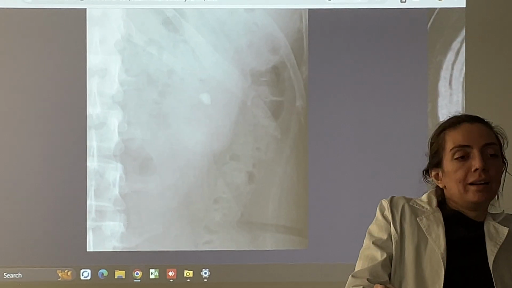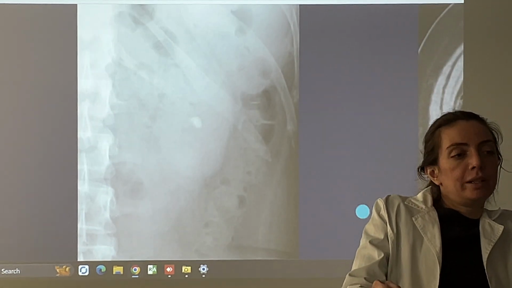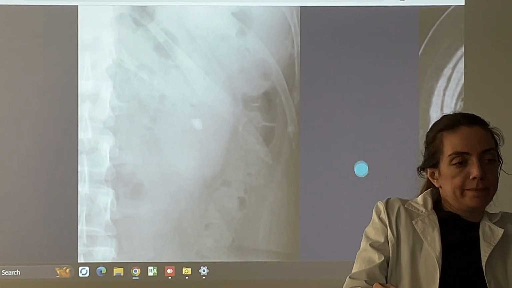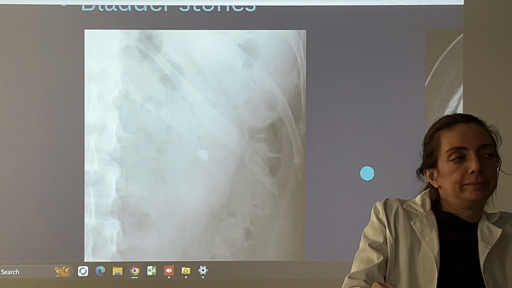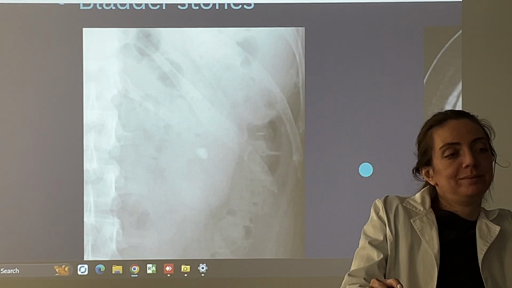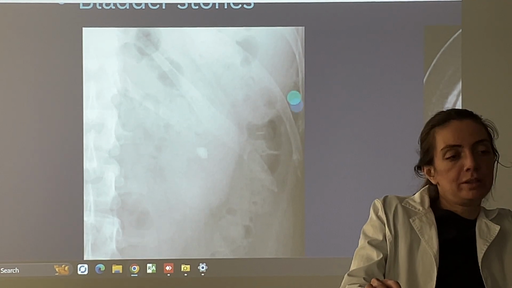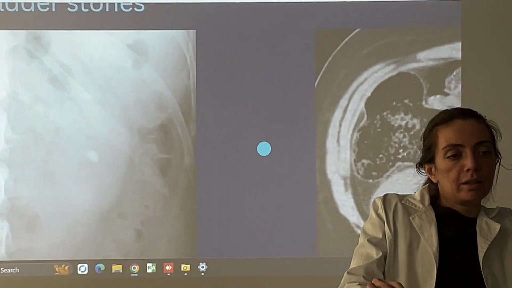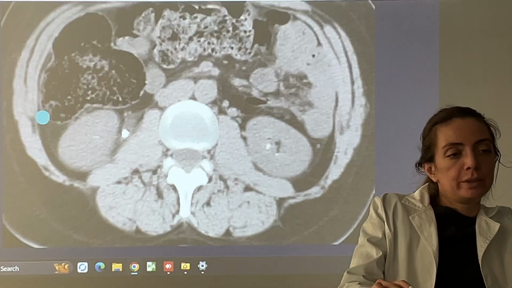Stone in the kidney. Can you see the outline of the kidney? Yes. Why? Because it is surrounded by air. So there is air, that is why it is visible. What else can you see in this?